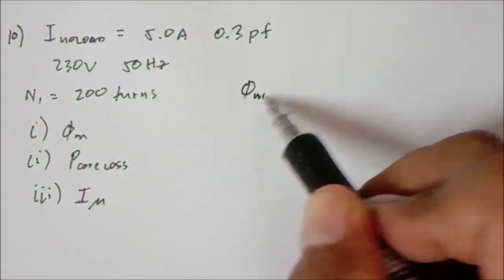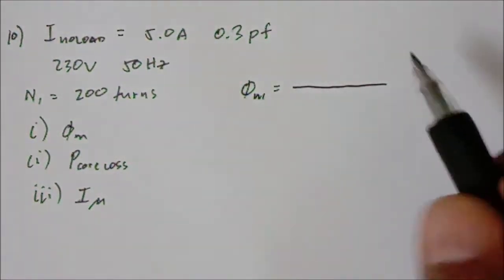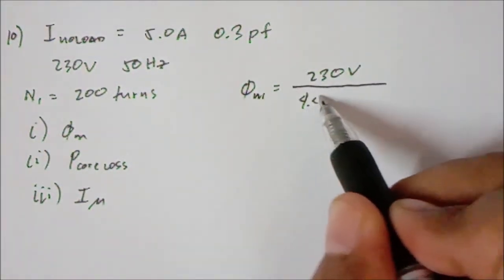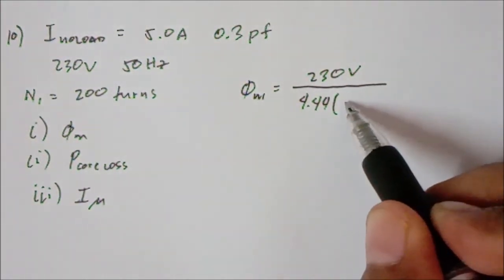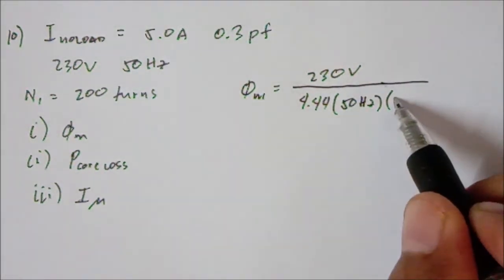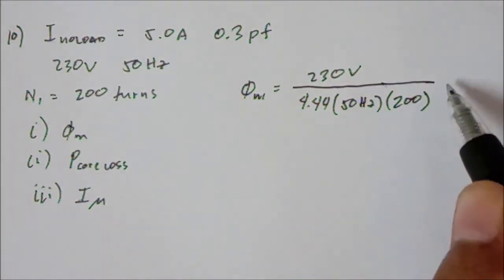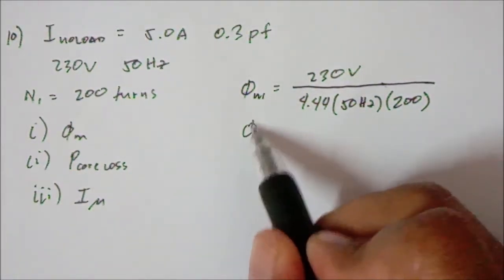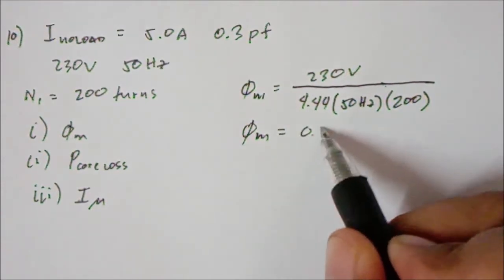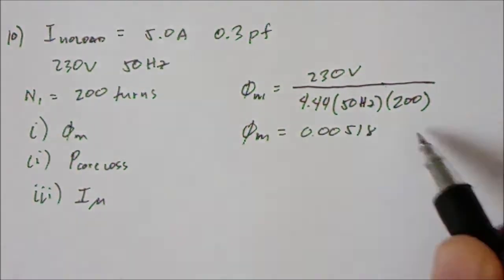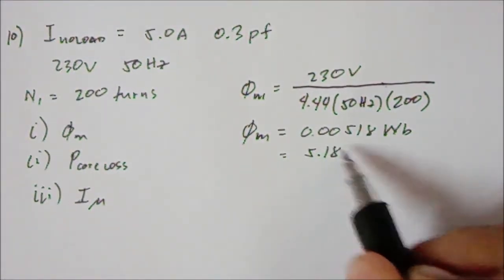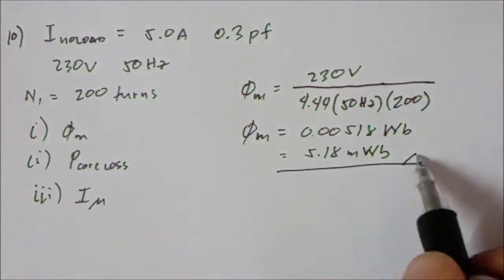So, flux is equivalent to, so ano po ba yung given na voltage natin? 230 volts. All over, syempre, may 4.44 times 50 hertz times 200 number of turns. So, ma-compute natin si flux. Φ max is equivalent to 0.00518 Weber or simply 5.18 milliweber. So, yan po ang sagot natin.